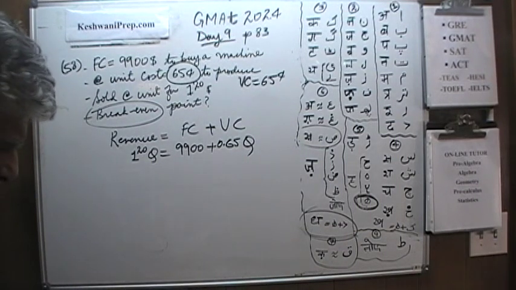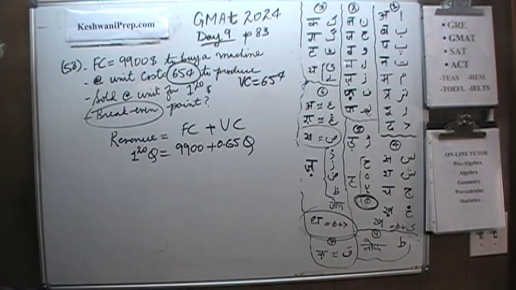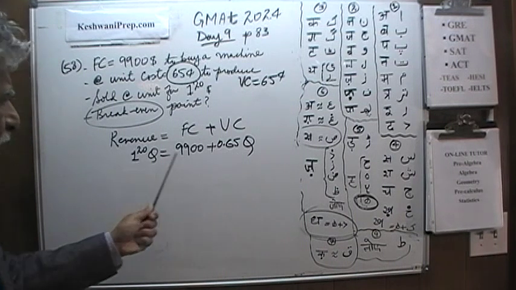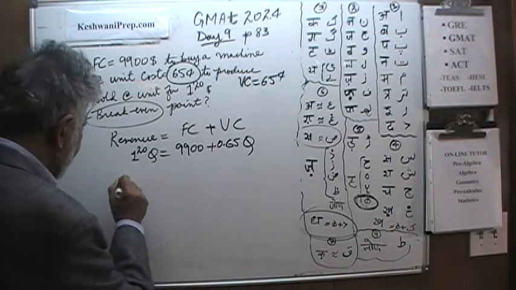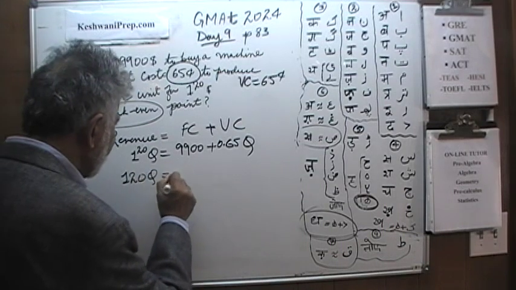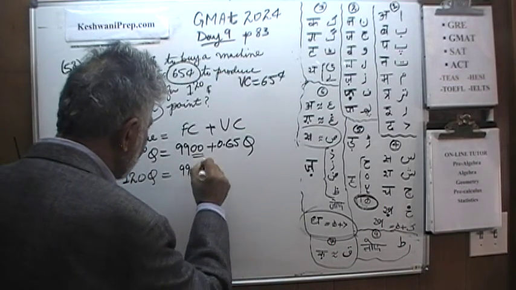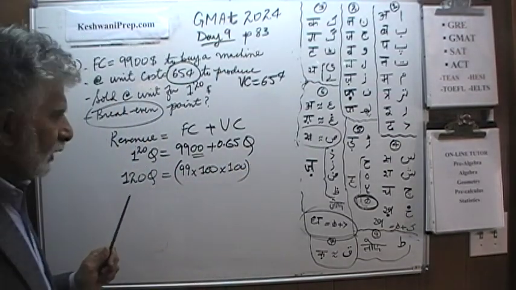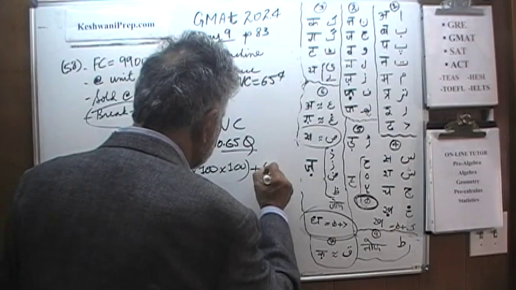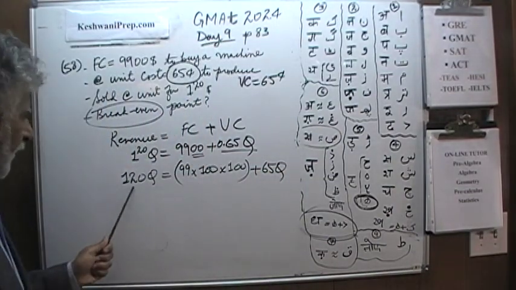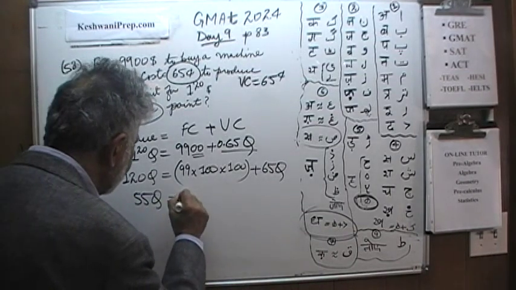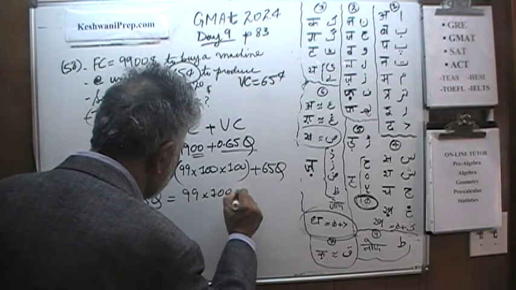Let's see what we can do, shall we? Let's multiply this entire equation by 100, so we don't have to deal with the decimal of 1.2 and 0.65. So this becomes 120Q equals 99 times, I'm going to take these two zeros, and then another two zeros, because we're multiplying the whole equation by 100, and this becomes 65 Qs. 120 minus 65 would have been 55, so it's 55 Qs equals 99 times 100 times 100.